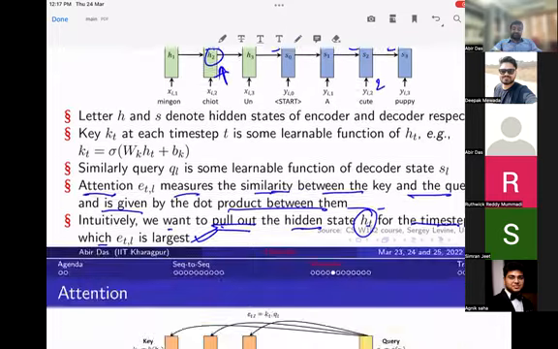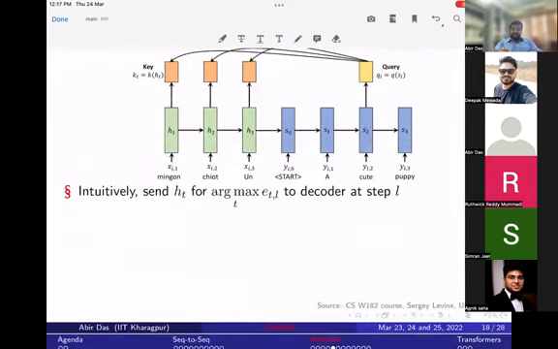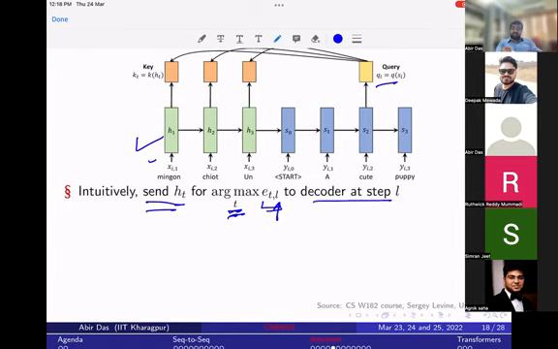Now, that is mathematically expressed as: you get all these ETL, that is argmax over T. T, remember, is for the encoding side. For a particular L, you are trying to find which of these encoding time steps is most similar to this query. You get that by doing argmax over T of this ETL. ETL, remember what it was? It was the dot product. And send the corresponding HT to the decoder at time step L.